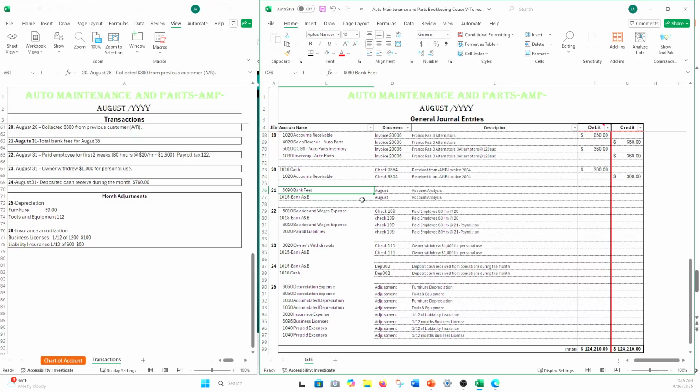Number 21 says total bank fees for August 31st. Usually every month we receive the bank statement, or we can go online to see our bank activity, and we notice that there are bank fees, and in this case it was $35. So we are going to charge our expenses account, bank fees, for the month of August, account analysis, that's probably the description, for $35. The money came out of the bank account, $35.